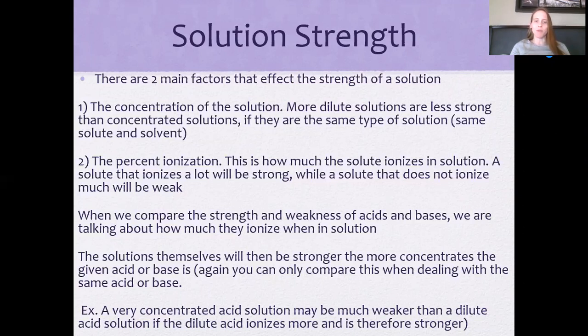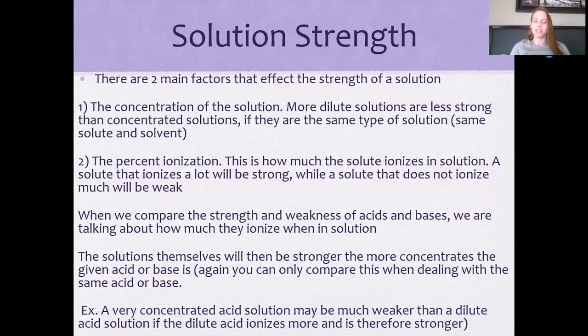And that's because the more important part of determining the strength of a solution is its percent ionization. Percent ionization refers to how much of the solute, so how much of the thing that's dissolved, actually ionizes when it's in solution. So how much of that solute will actually break apart into ions. A solution that ionizes a lot will be very strong, while a solute that does not ionize will be weak.